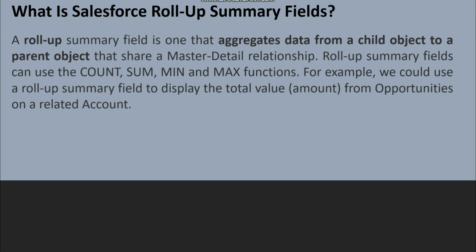For example, we could use a roll-up summary field to display the total value from opportunities on a related account. Obviously if you want to display the total value of opportunities related to the account, then account is the parent object and opportunity is the child object. So on the parent object you can apply the roll-up summary field and take out the data.